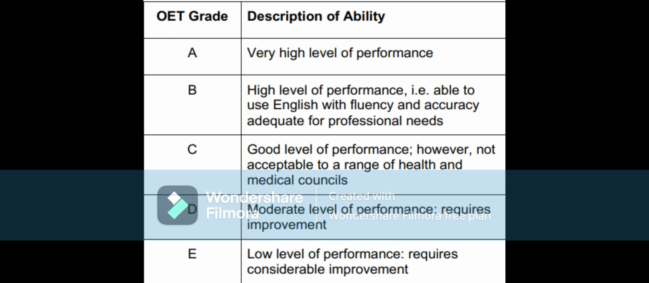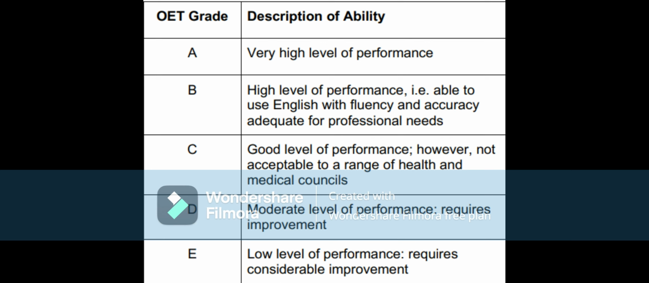Then we'll see how the grading works. There are some grades, and everyone is aware we need B and C plus. C they are not accepting, and it depends on the country. In Australia I think they need 4 Bs. Ireland, the UK, and New Zealand, each country has different requirements according to their councils.